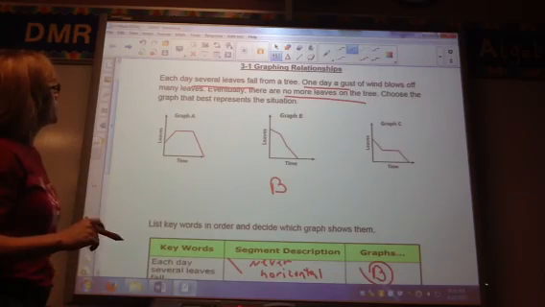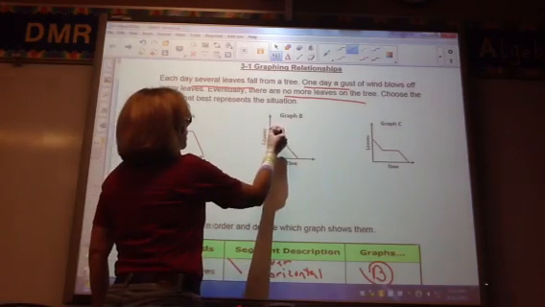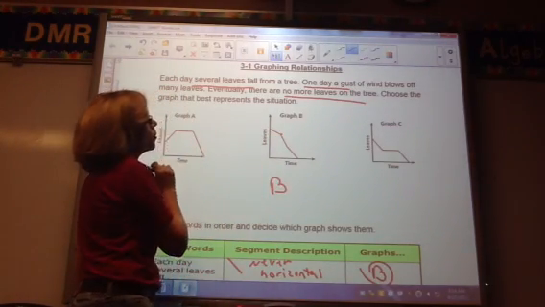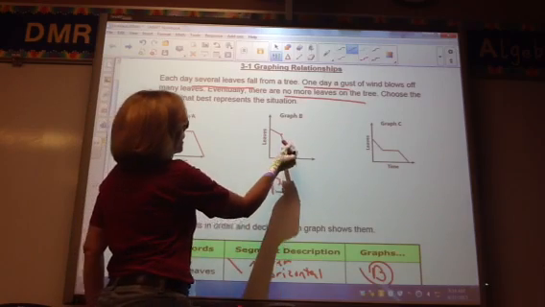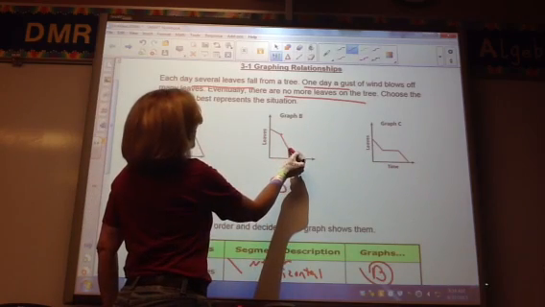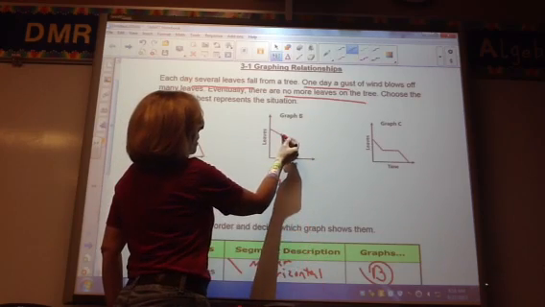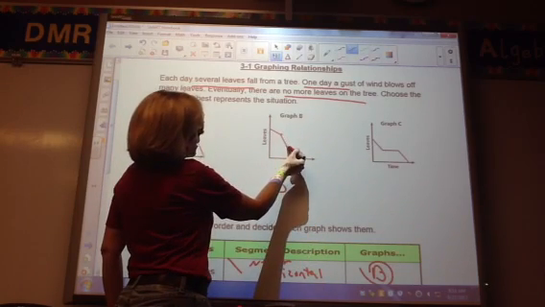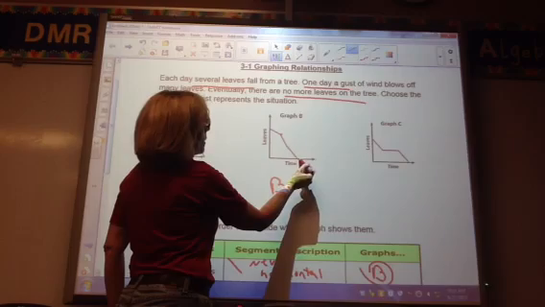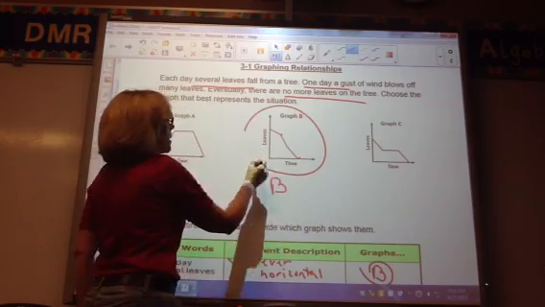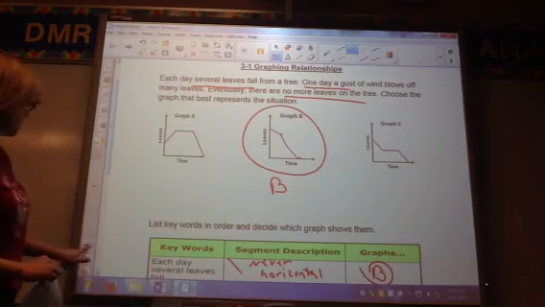Okay, several leaves fall from a tree. So right here they're falling from the tree. One day a gust of wind blows off many leaves. So we have a steeper line, then no more leaves are on the tree. So leaves are falling, gust of wind comes, blows them off, then leaves are falling, and then it stops. So graph B is an example of that scenario.